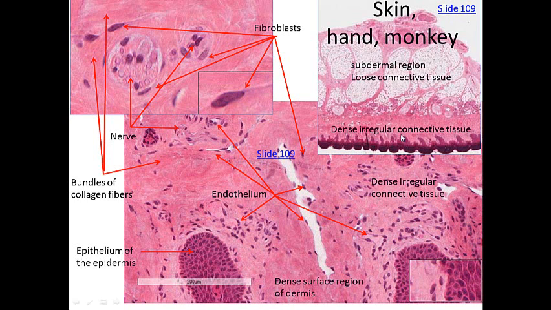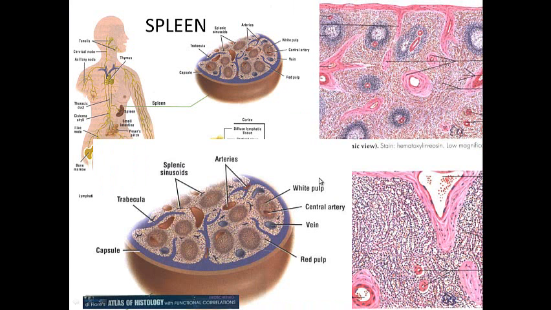But you see the dense, irregular connective tissue right underneath the epidermis, and then in the subdermal region, it's where you have loose connective tissue. Here we see some endothelial cells that are inside lining the capillaries and the epithelial cells, but it's the connective tissue below the epithelium that provides the nutrients for the epithelium, which is avascular, as we can see.